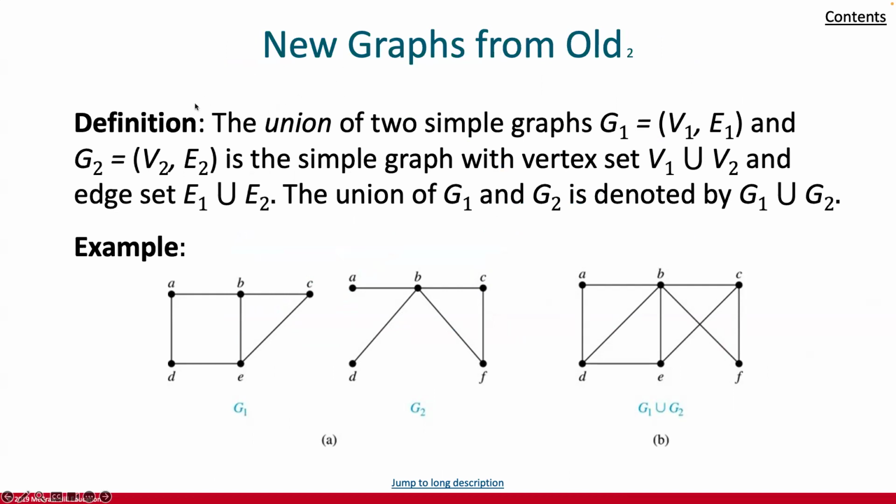And here's another definition. The union of two simple graphs is a simple graph with vertex set V1 ∪ V2 and edge set E1 ∪ E2. The union of G1 and G2 is denoted by G1 ∪ G2. This is what we can be seeing if we start to click those things together and come up with the end result.